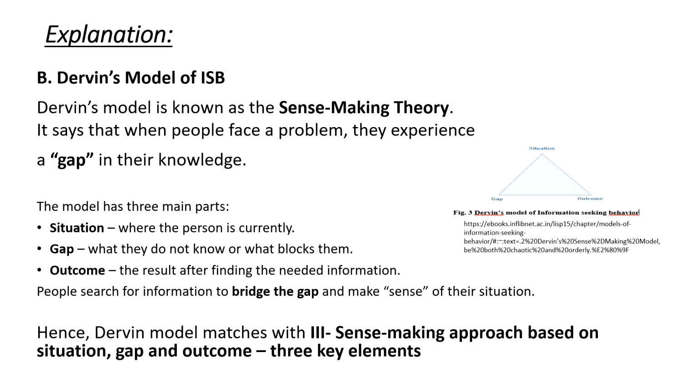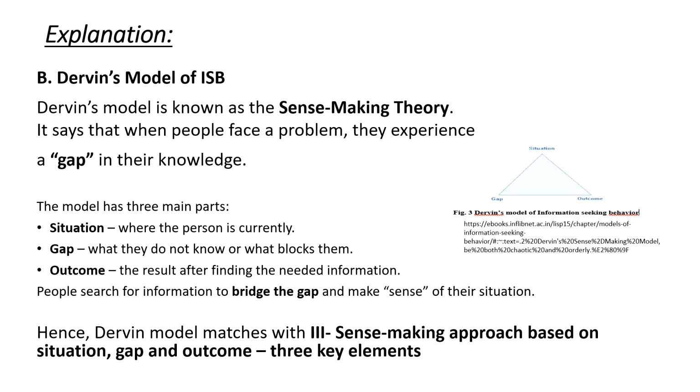Next is Dervin's model of ISB. Dervin's model is also known as the sense-making theory. It says that when people face a problem, they experience a gap in their knowledge. The model has three main parts. First is situation, second is gap, and third is outcome. Situation is where the person is currently. That is the current situation of the person. Gap refers to what they do not know or what blocks them. Outcome is the result after finding the needed information. So people search for information to bridge the gap and make sense of their situation.